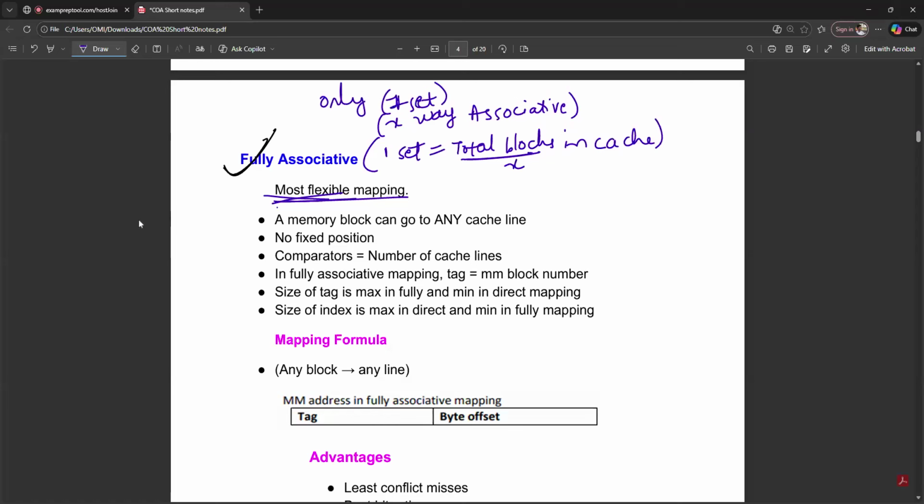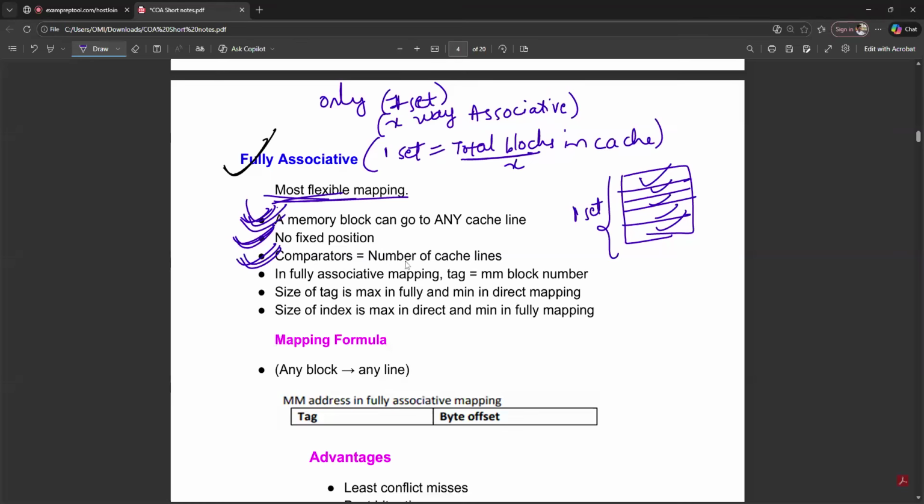Only one set here. Okay, which means that if this is the cache memory, there is only one set in the fully associative. So a main memory block can go to any cache line, either here or here. There is no fixed position.